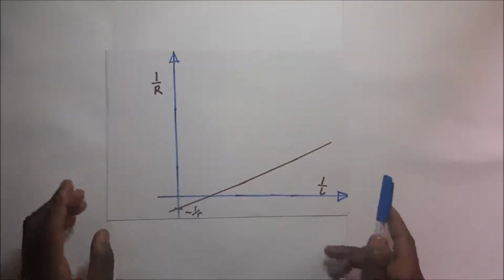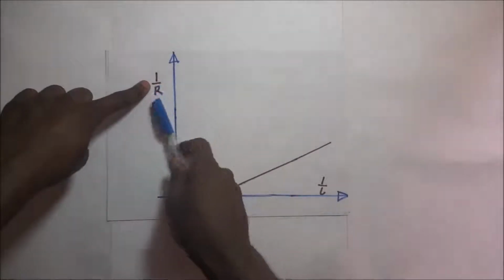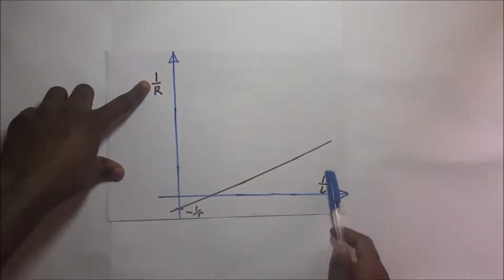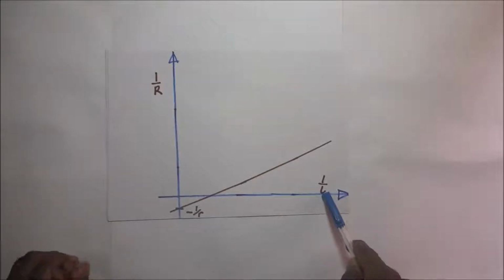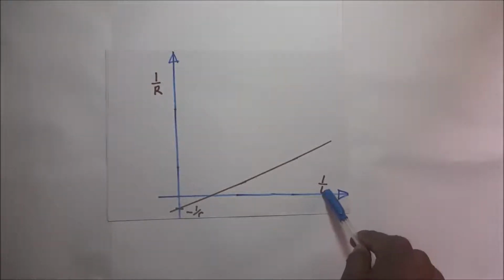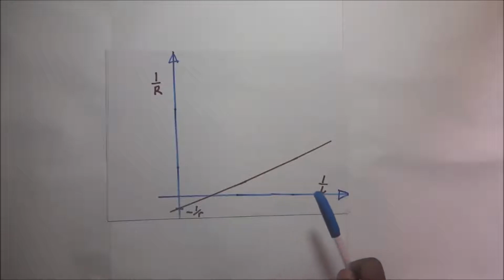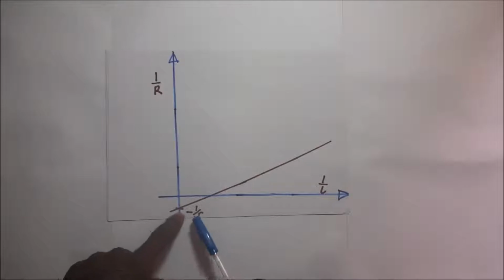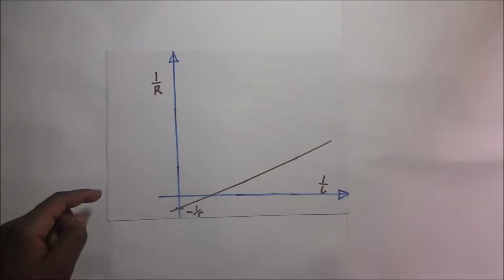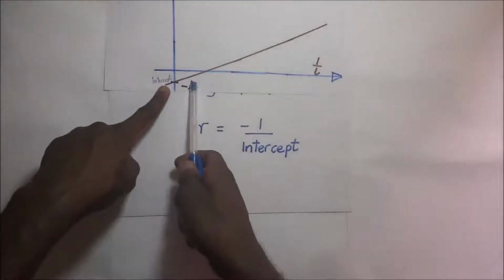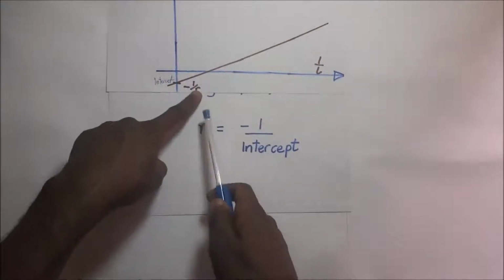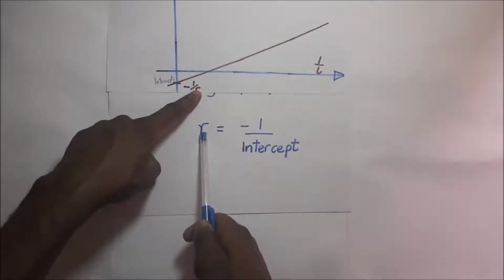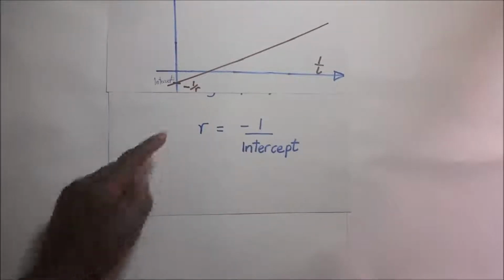When we tabulate our results with values of 1 over R and values of 1 over L, L being the corresponding balance length, that is when we are able to find the internal resistance of the cell. When we draw our graph, the y-intercept, which happens to be negative 1 over r, is where we extract the internal resistance of the cell. So this intercept is the same as 1 over negative r. When we make r the subject of the formula, we get r equal to negative 1 over the intercept.